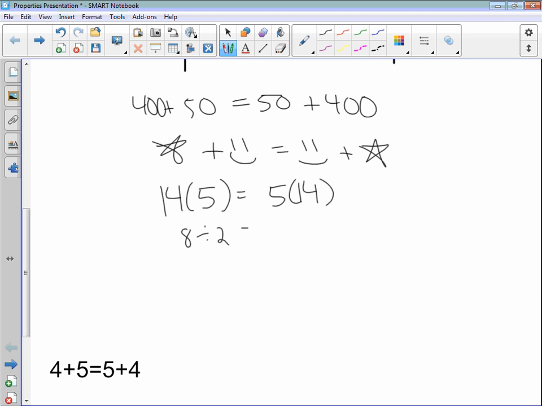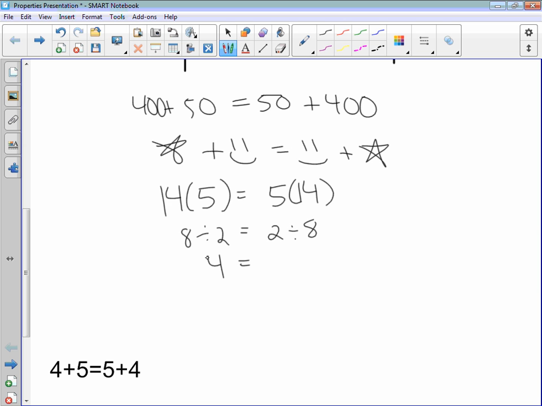8 divided by 2. Is that the same as 2 divided by 8? What's 8 divided by 2? 4. 8 divided by 2 is 4. What about 2 divided by 8? Negative 4? Is that what the calculator says? What's the calculator say 2 divided by 8 is?